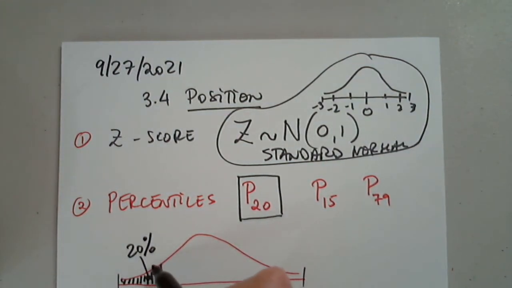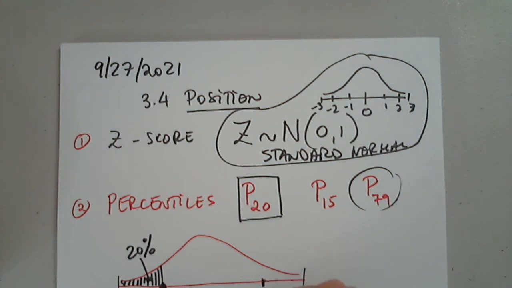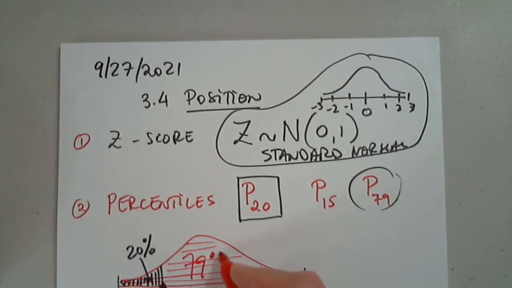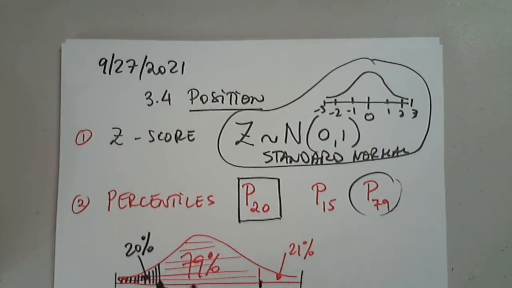If I know that this is 20%, then I can determine the exact location, or what the observation is in the data set. The same thing with P79. Somewhere here I have P79. Why? Because it means that below, of course, we have 79%, and the rest, 21%, are right here. Same with 20: 20% to the left, 80% to the right.